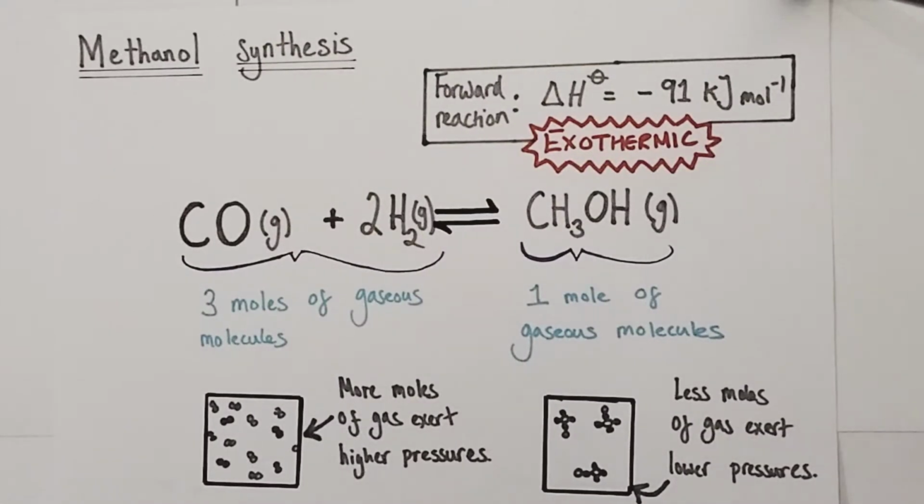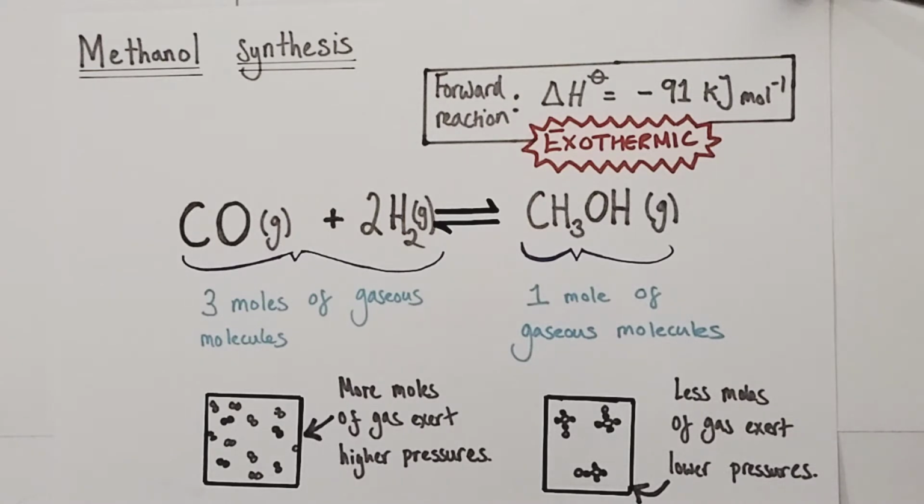The other piece of information they've given me in the question is the balanced equation, which gives me the molar ratio of reactants to products. What you can see here is 1 mole of carbon monoxide molecules reacting with 2 moles of hydrogen molecules to form 1 mole of gaseous methanol molecules.